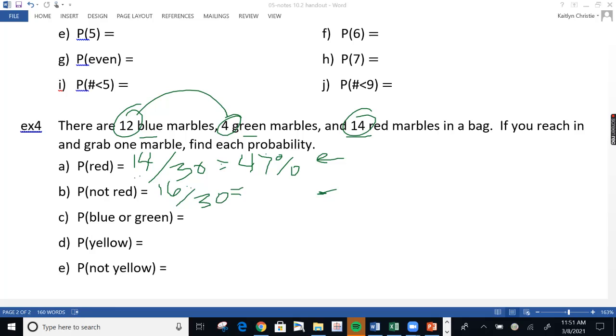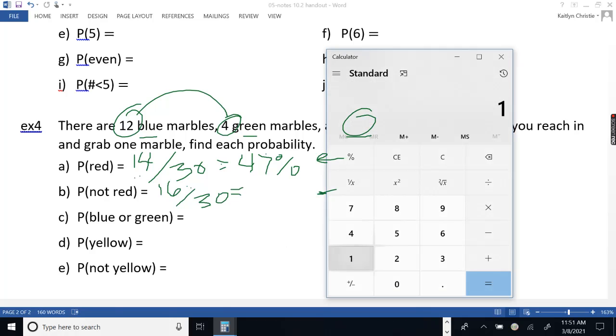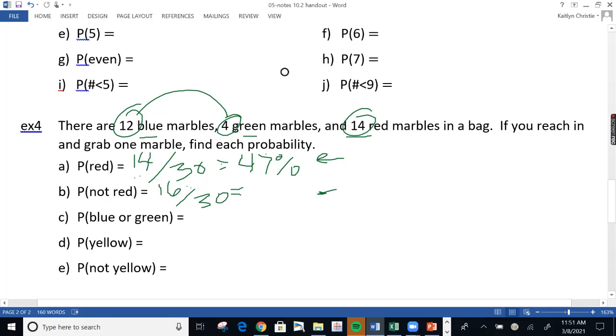So let's test my theory. I'm just going to type it into the calculator. 16 divided by 30 is 53%, just like we hypothesized. So let's go ahead and write that down, 53%.